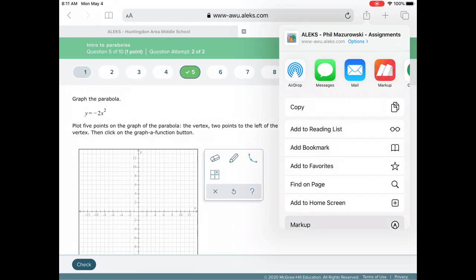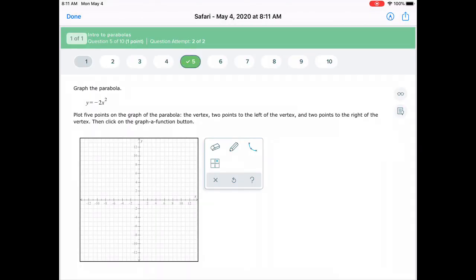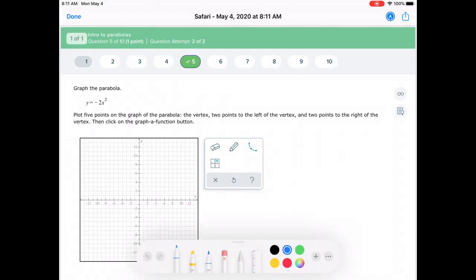So to bring up my marker again, and we can probably do a lot of this in our heads, but I'm going to write it down anyway. So 0, 0 is still going to be the vertex. There's nothing else going on here. So we still have 0, 0. 0 times 0 is 0 times negative 2 is 0. So we've got that. And then I'm going to go with 1 again.